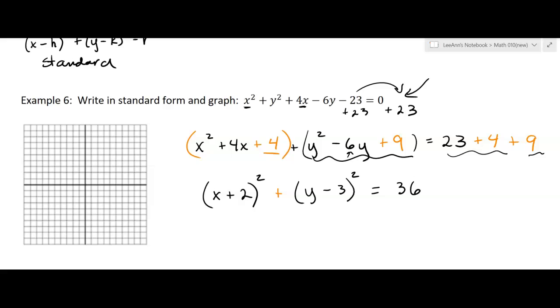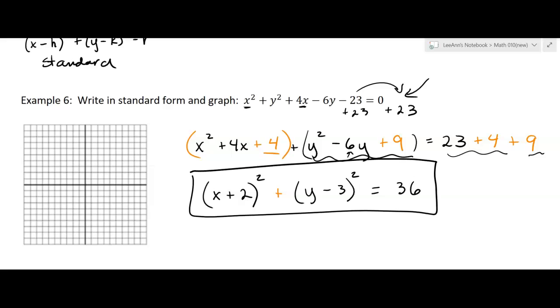Okay, so now it's in standard form, so we did that part. And now we want to graph it. To graph it, we need to know the center. And the center is going to be negative 2, 3. And we need to know the radius. And the radius this time is 6. Okay, so I'm going to go to negative 2, 3. Negative 2, 1, 2, 3. And then I'm going to count 6 in each direction. So 6 up here, 2 here, here, and here.